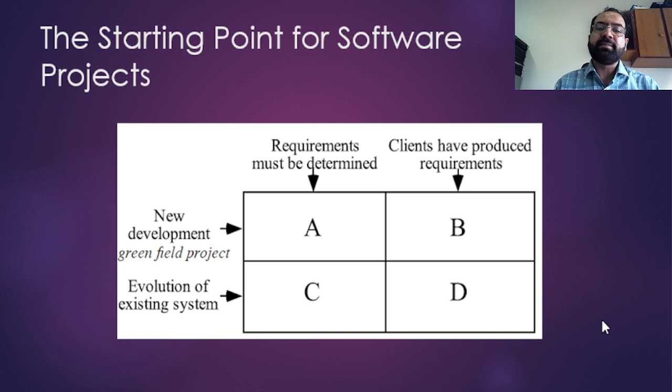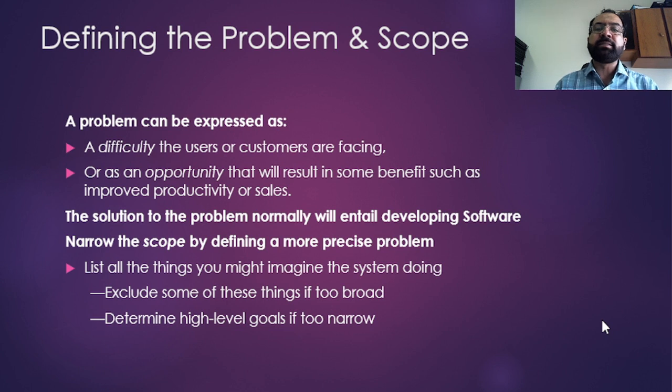A represents that you go for the new development, and the requirements must be determined. Number 2, you are going for the evolution of the existing system, but you have to determine the requirements. So this is option C. Similarly, we have option B with new development, and clients have produced requirements, and new development and evolution of the existing system with clients have produced requirements. So there are 4 options, and one of the 4 options is being used.